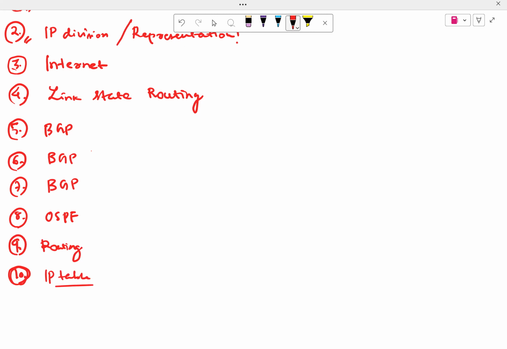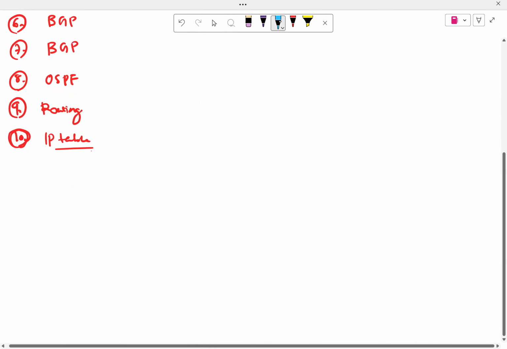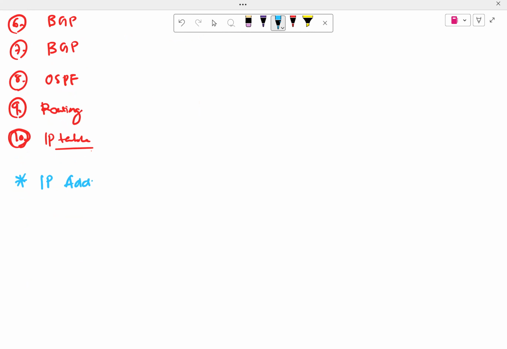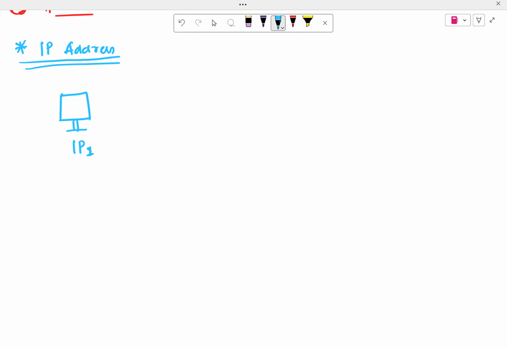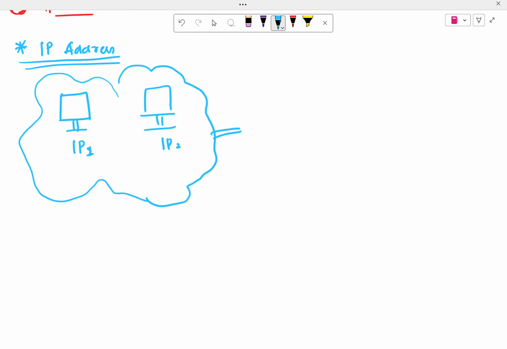Okay. We start with the first thing, the IP address. So when you see a computer, it has an IP address. Let's say IP1. There is another computer, IP2, and both are a part of a network. And this network has a router, and it is connected to, let's say, the internet.